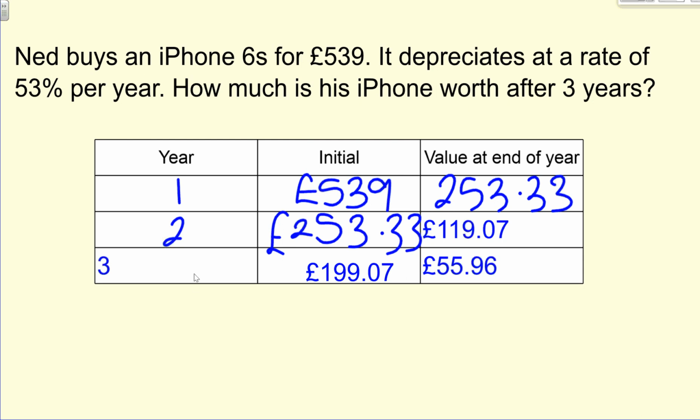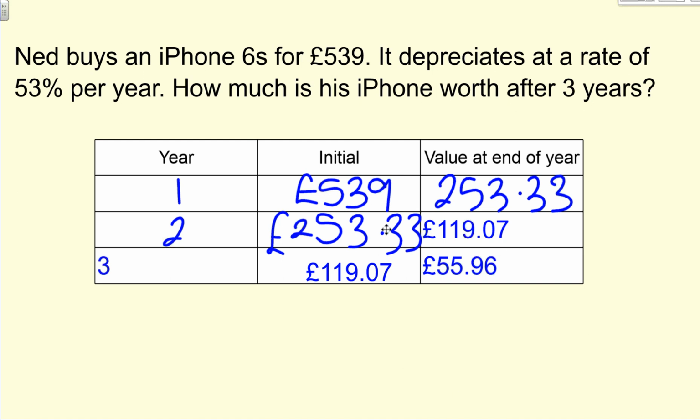So at the beginning of year 3, we'll start with £119 and 7 pence, and at the end of that year, once we've taken 53% of £119 and 7 pence off, we get £55 and 96 pence. That's actually a real life question. I know this is for when iPhone 6S's were brand new, and that's actually what it was worth after 3 years of the iPhone 6S being brought out.